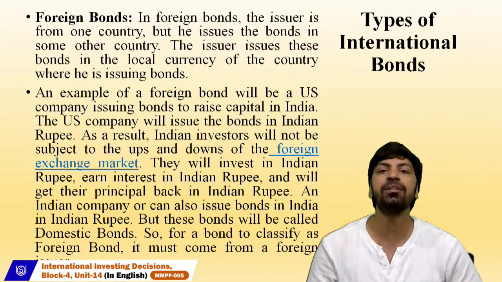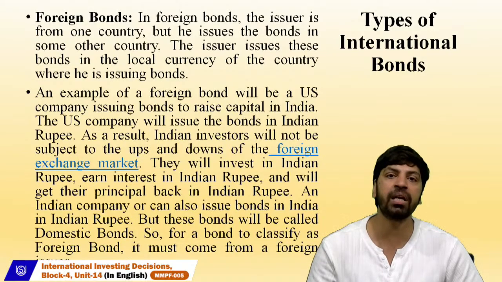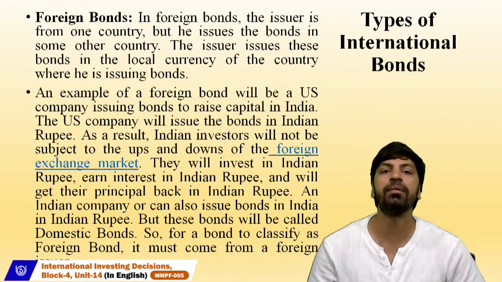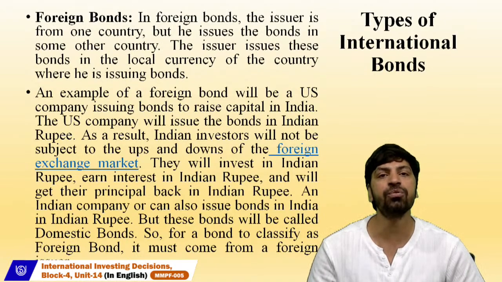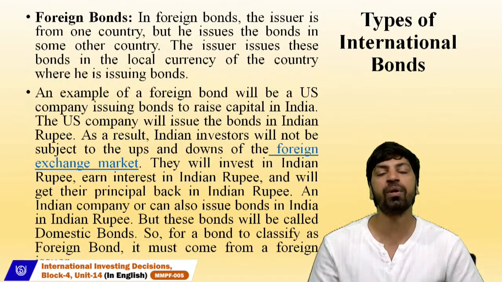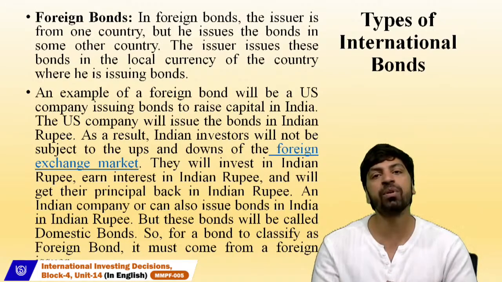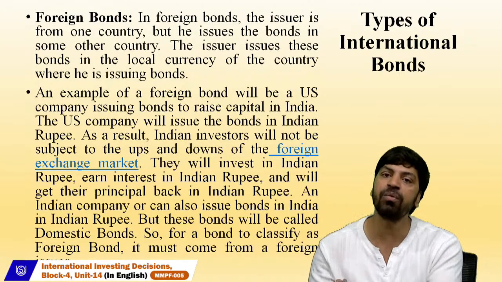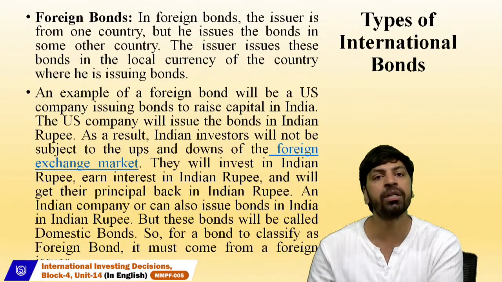Types of international bonds. The first one is foreign bonds. In foreign bonds, the issuer is from one country, but issues the bonds in some other country. The issuer issues these bonds in the local currency of the country where the bonds are issued. So if I am issuing bonds in the US, I issue them in US dollars only. It becomes a foreign bond.